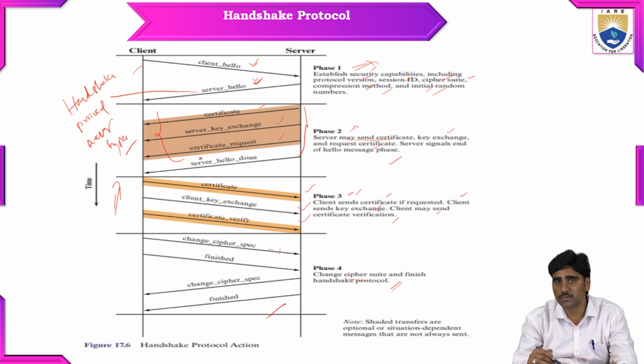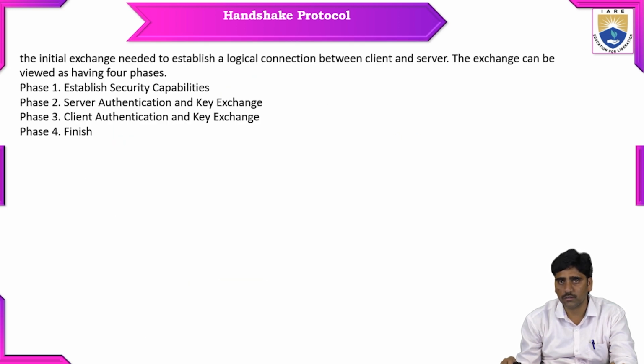With these message types only, client and server can interact with each other. Here we can see the initial exchange needed to establish a logical connection between client and server. The exchange can be viewed as having four phases. The first is establishing security capabilities. The second is server authentication and key exchange.